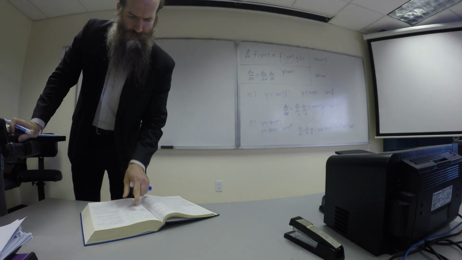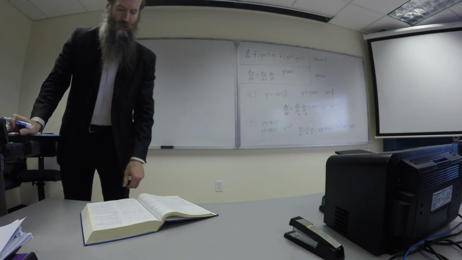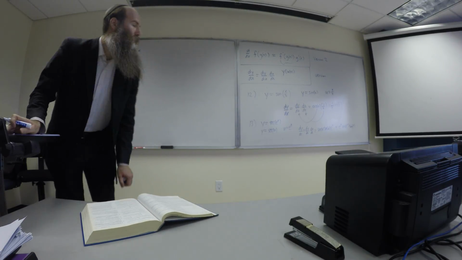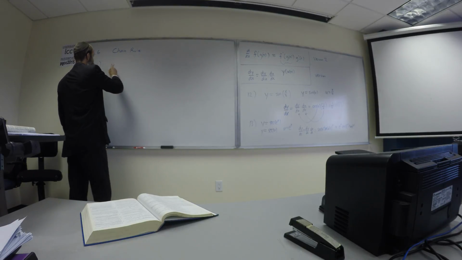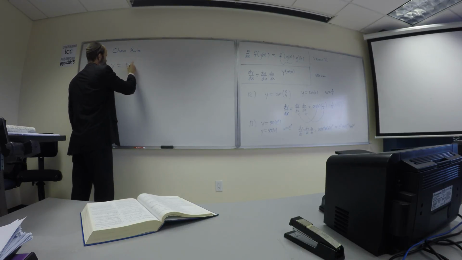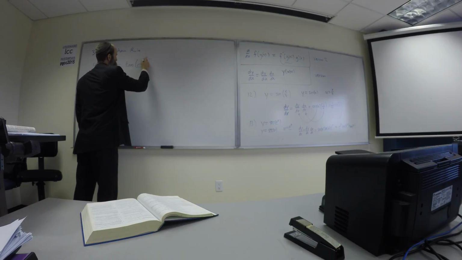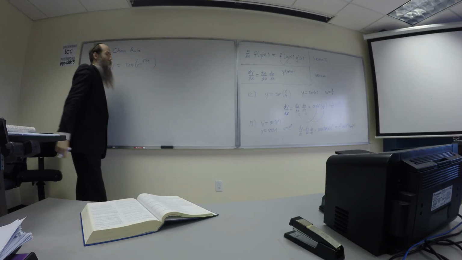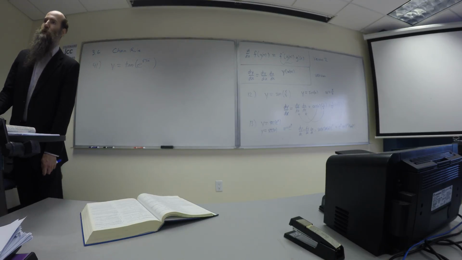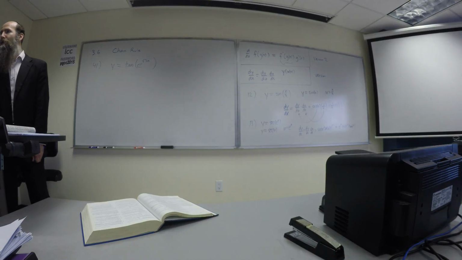41 is tan of e to the root of 3x. There's our function. So a person has to first realize how many compositions are going on within a particular expression.